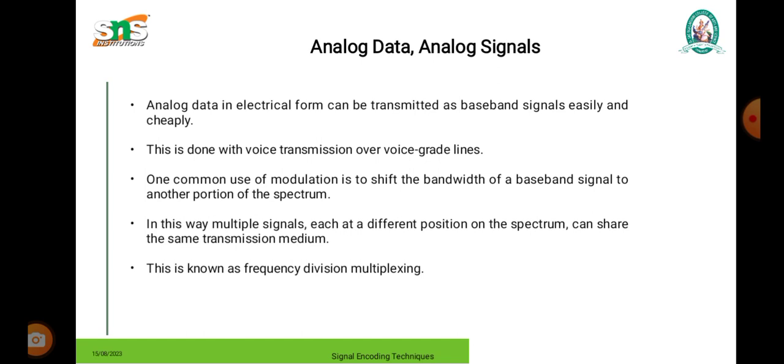The last type is analog data, analog signal. Analog data in electrical form can be transmitted as a baseband signal easily and cheaply. This is done with voice transmission over a voice grade line. One common use of modulation is to shift the bandwidth of a baseband signal to another portion of the spectrum. In this way, multiple signals, each at a different position on the spectrum, can share the same transmission medium. This process is known as frequency division multiplexing. These are the four categories of signal encoding techniques.